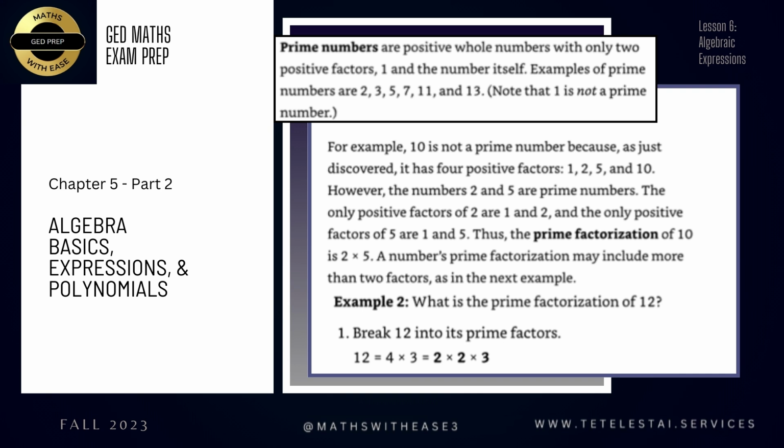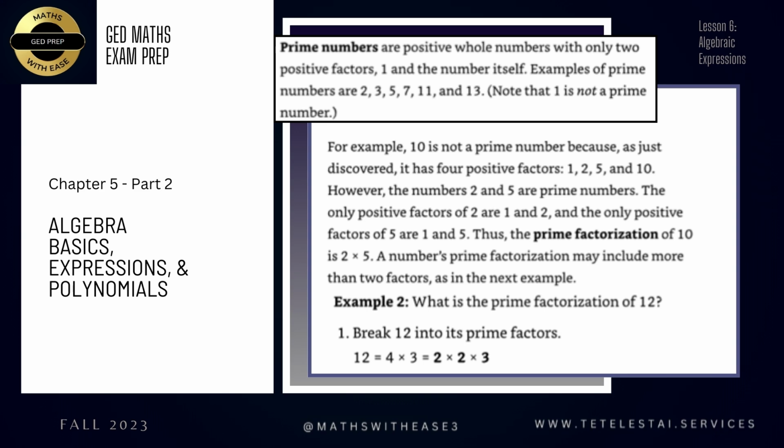So 4 and 3 wouldn't be the prime factorization of 12. Why? Because 4 can be divided by 1, it can be divided by 2, and it can be divided by itself. That's 3 different factors, and that doesn't fit our definition of prime numbers. Why? Because a prime number can only have 2 positive factors, 1 and itself, right? So we break down 4 further, and so we now have our prime factorization of 12. 2 times 2 is 4, times 3 is 12.